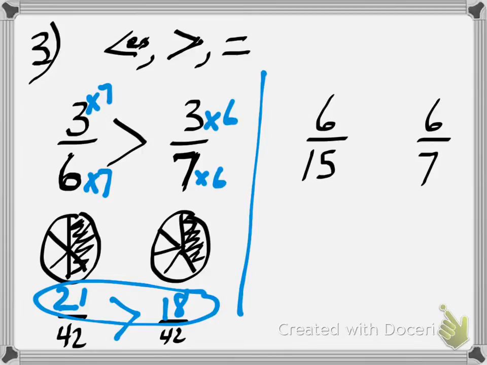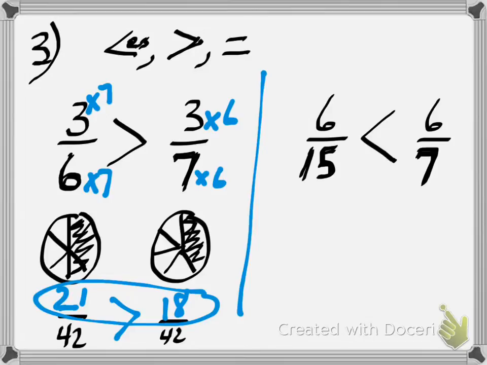On our second one, we have the same situation. We have 6 pieces. So sevenths are bigger than 15ths. This is something cut into 15 pieces. This is only cut into 7 pieces. So if you have 6 out of 7, you have almost the whole thing. So 6 out of 15, that's less than half of the entire thing. So that's going to be less than.